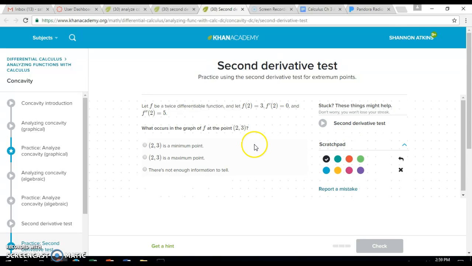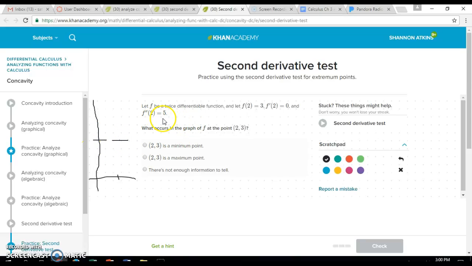So I'm going to use the scratch pad, and y'all can laugh at me because you know my drawings are going to be awful. F of 2 is 3, so let's say this is the point (2, 3) right here. I'm just estimating, just trying to get a visual. F prime is equal to 0 when x equals 2. That means there is a horizontal tangent, right? The derivative is 0 means the slope of the tangent line is 0.